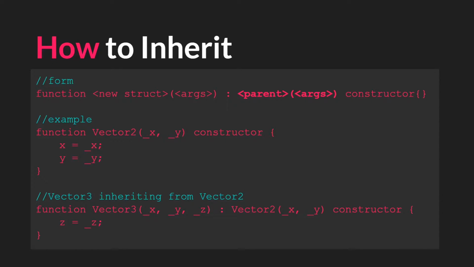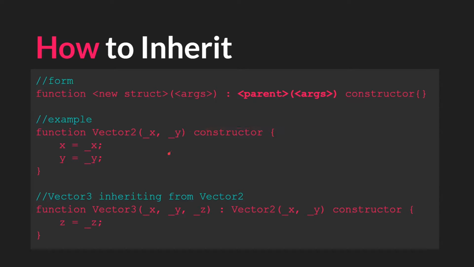The form of struct inheritance is actually pretty straightforward. You just write your struct as you normally would. So your name, the name of your struct, the arguments you're going to pass in, and then the new part is you type colon, the name of the struct you're inheriting from, and any arguments that you want to pass in. And then finally, you finish it off as normal with the constructor and then all of the code that you put in.